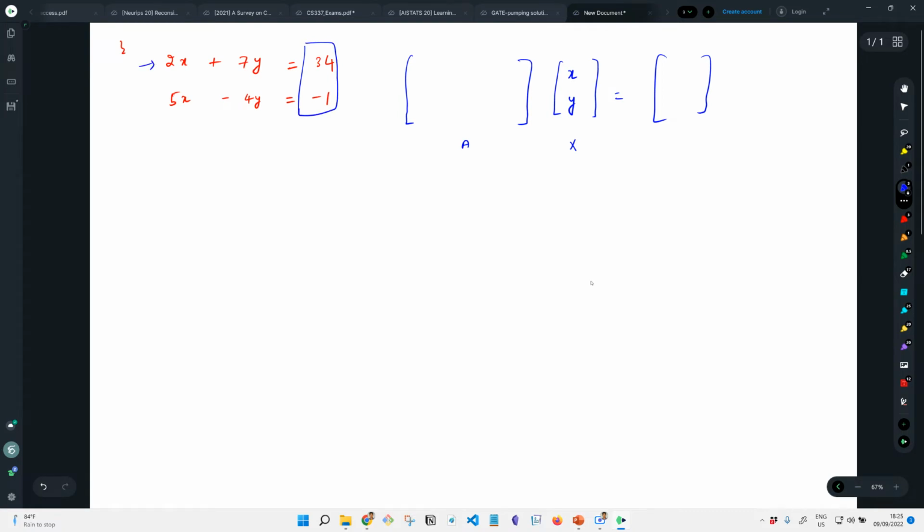Had this equation been 2x plus 7y minus 34 equal to 0, you will rewrite the equation by bringing all the constants in the equation to the right hand side. Once you bring it to the right hand side, you will simply fill in the column vector here, 34 and minus 1.